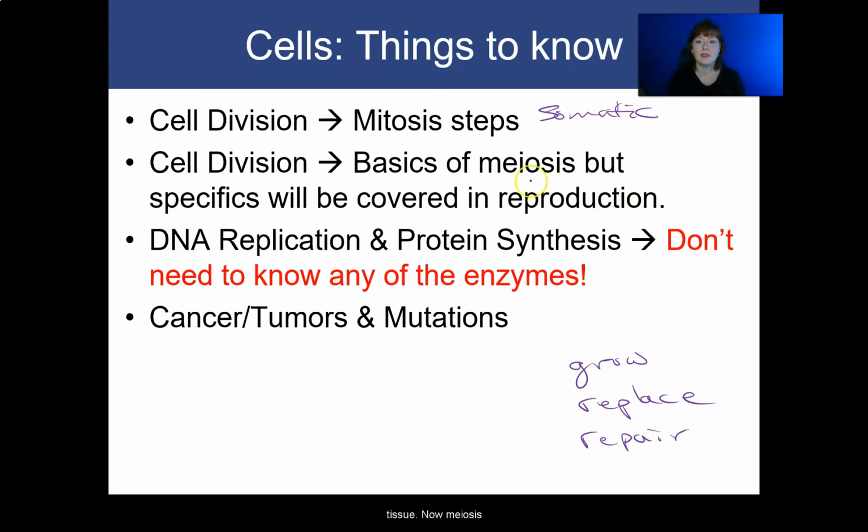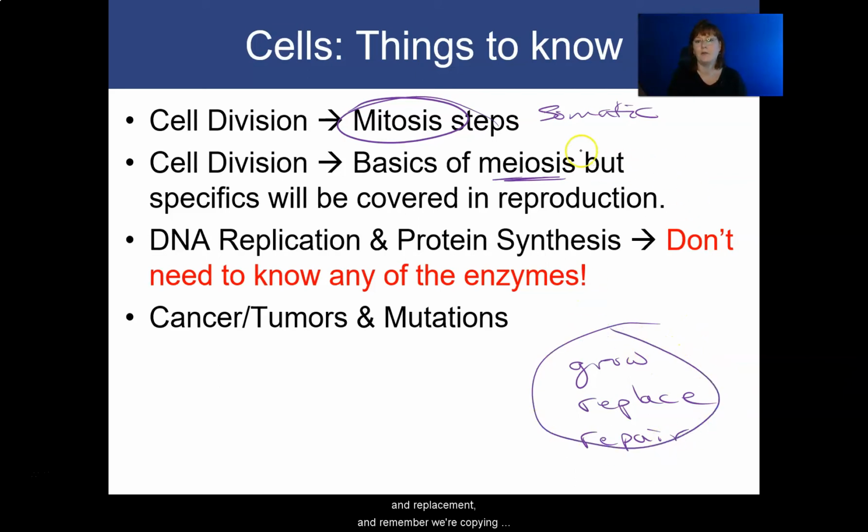Now, meiosis is when you're producing gametes or reproductive cells. So this is when you're going to do sexual reproduction and you need to combine sperm and eggs to make offspring. You'll get into meiosis when you get to the reproductive system in the next course. So for this class, we're just focusing on the steps of mitosis for growth, repair, and replacement. And remember, we're copying somatic cells and making clones or exact copies.